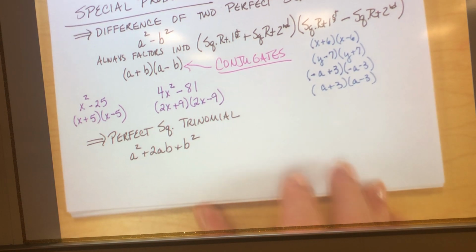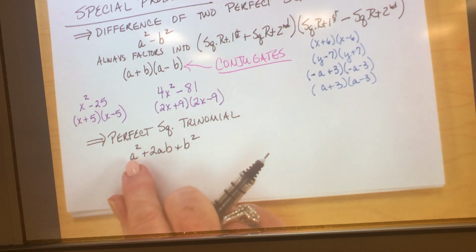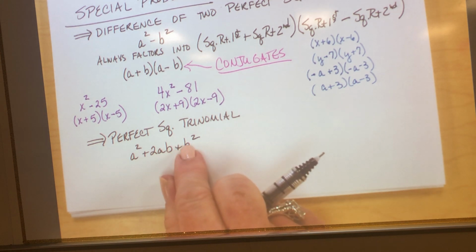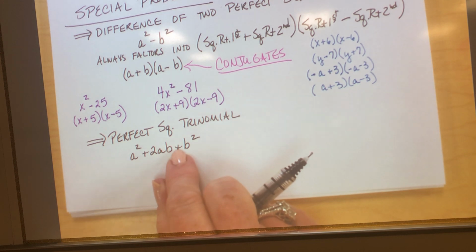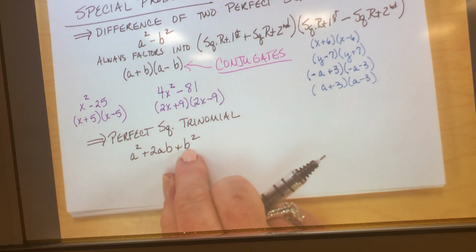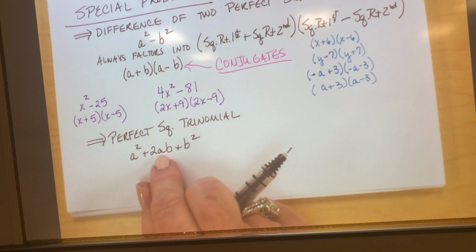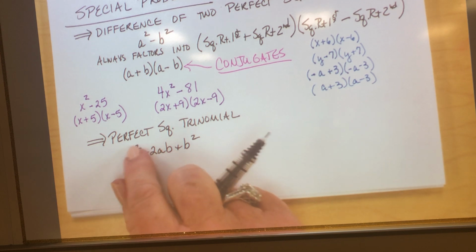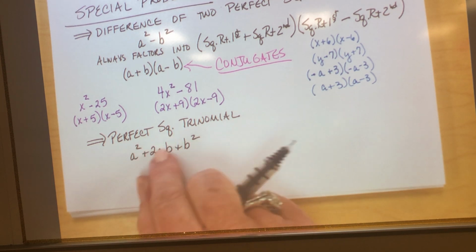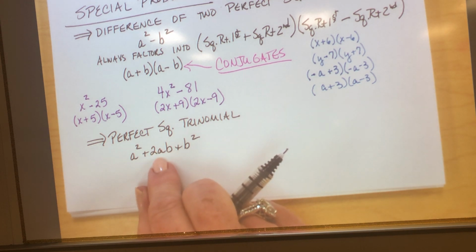Now, look what we're looking for. You're looking for the first term to be a perfect square. Who's it a perfect square of? A. You're looking for the last term to be plus a perfect square. It has to be plus. What's it a perfect square of? B. You're looking for this middle term to be twice those square roots' product. What's A times B? AB. Is this twice AB? Yes, it is.